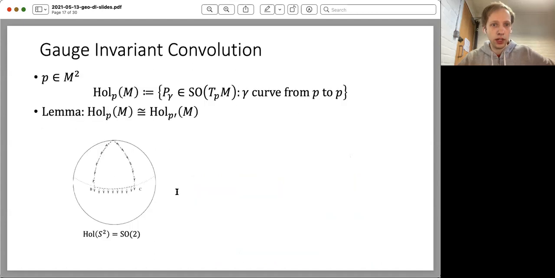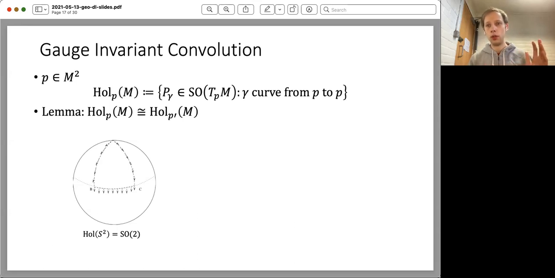Okay, but then so much about graphs. Then let's look at some manifolds, and let's talk about these gauge equivariant convolutions and gauge invariant convolutions. To start with, we need to know what a holonomy group is. And here comes the hand-wavy definition of that.